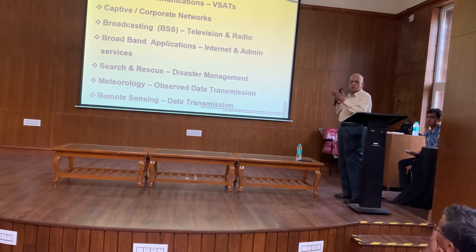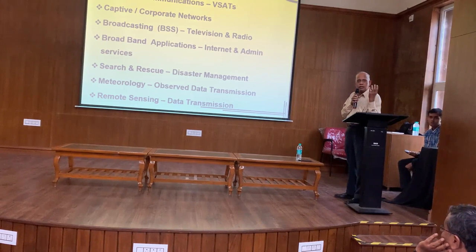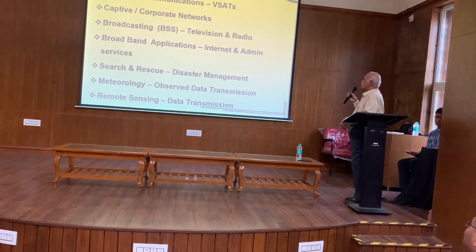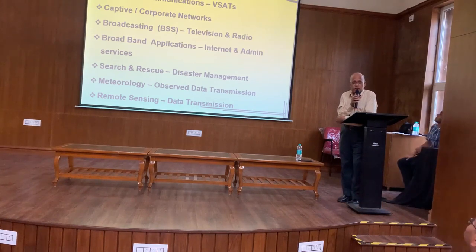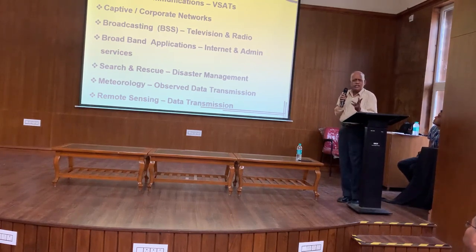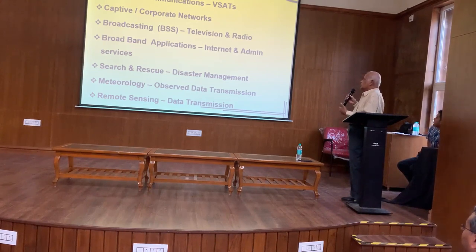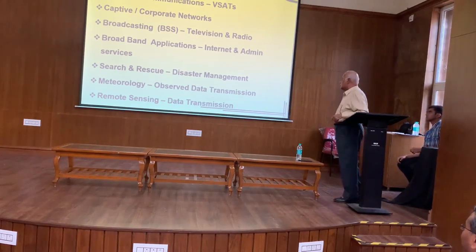Business communications, I said, for example, you might have seen many of the ATMs have a small antenna on top of the building, and they communicate to the central branch through VSAT links, messaging about the transactions and all that. Broadband applications like internet delivery, administrative services, central government or state government administrative services, you provide the terminals at each state headquarters or district headquarters, collect various information, any amount of information you can collect. Of course, there are specialized applications like search and rescue, disaster management.